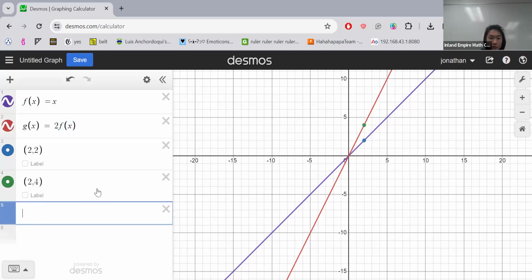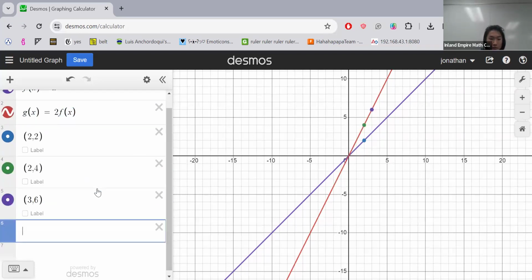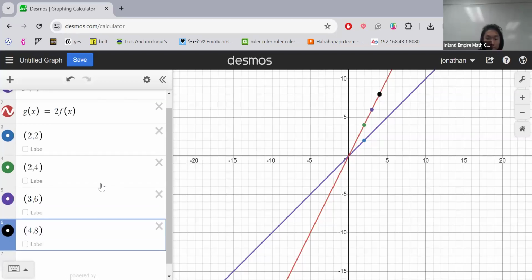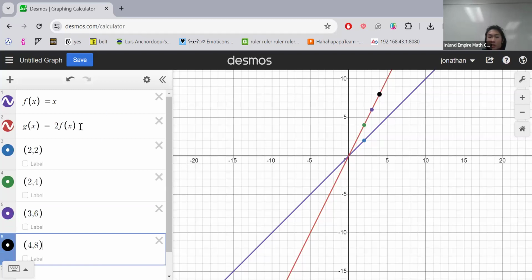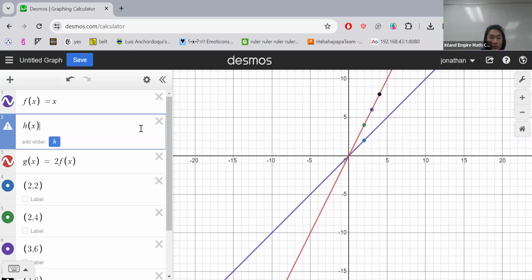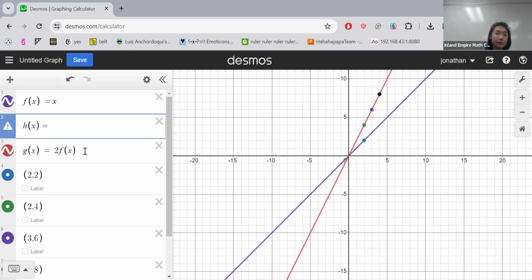And you can see this continued in 3,6, 4,8. So if you just have a function that doubles the input, what would that function look like? Let's write it here. What have we effectively done with g of x? What does it become? We're just doubling our input. Our input is x.